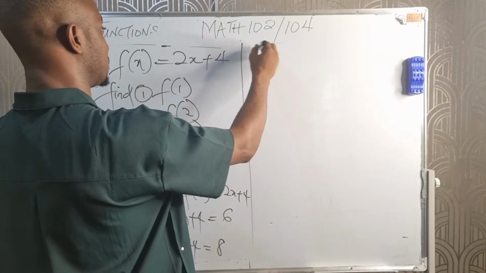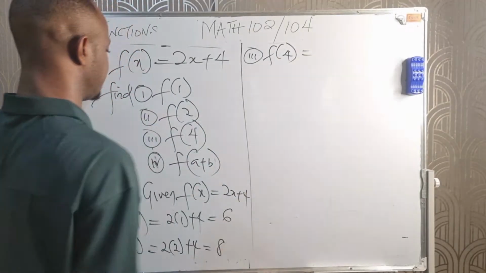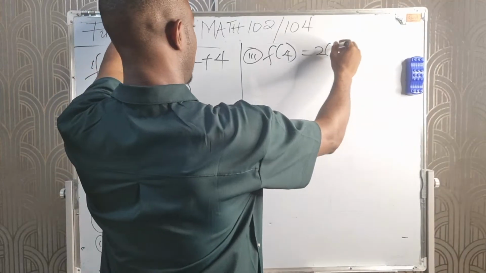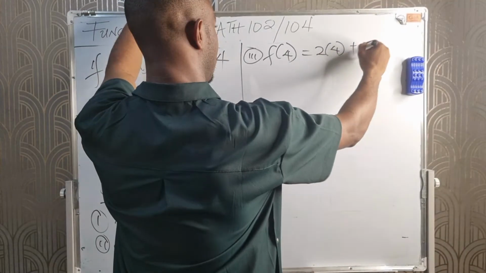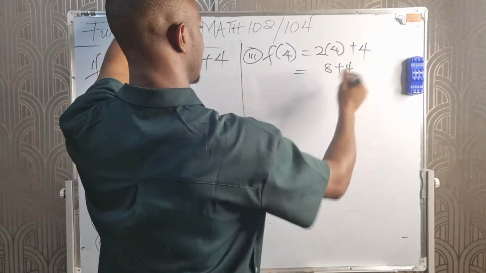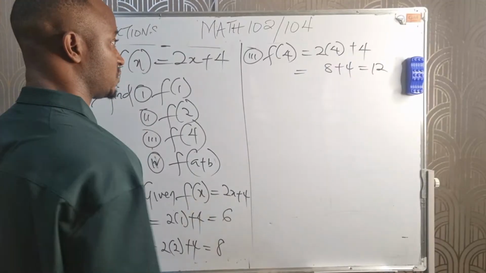The third one is f of 4. That should be 2 multiplied with 4 plus 4. This will give us 8 plus 4, right? And that will give us 12.